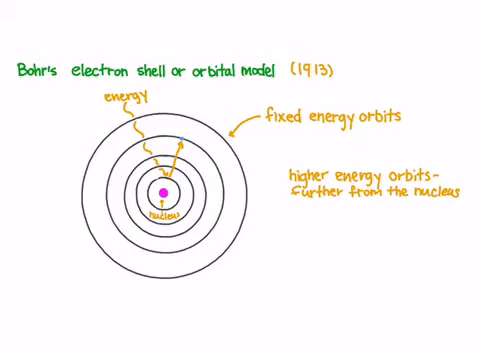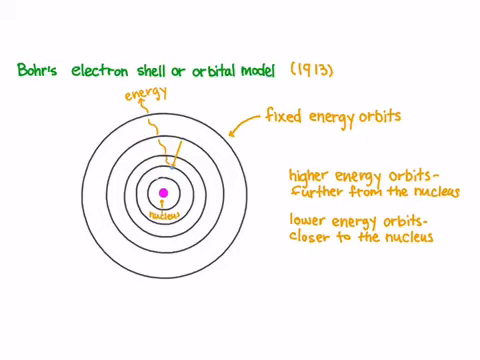If the atom gains energy, the electron will jump to a higher energy orbit further from the nucleus. If energy is then lost, the electron will return to a lower energy orbit closer to the nucleus. Using this model, we can understand that the distinct lines found in the hydrogen line spectra are due to the transitions between the fixed energy orbits within the hydrogen atom.